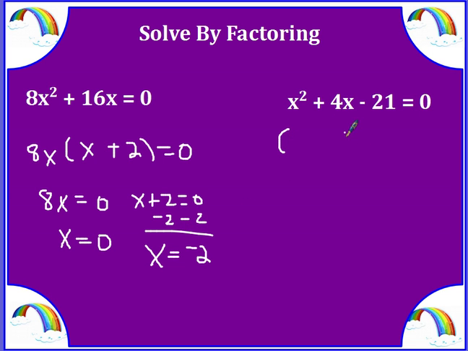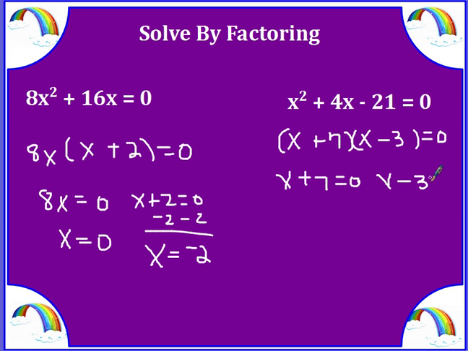Here we can use snappy factors. Let's factor the x squared into x times x. We're trying to think of two factors that give us -21 but add up to give us a +4. So that is going to be a +7 and a -3. We will set each of these expressions equal to 0, and then we will solve, and we will subtract 7 and get -7. We will add 3 and get +3. So -7 and 3 are our roots.